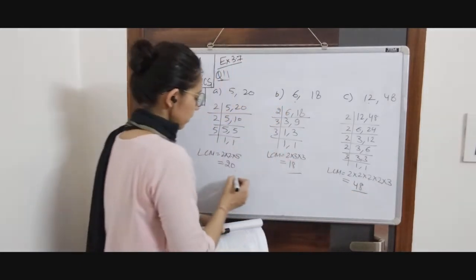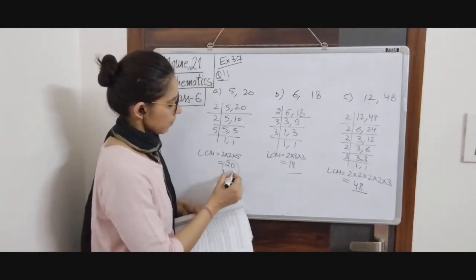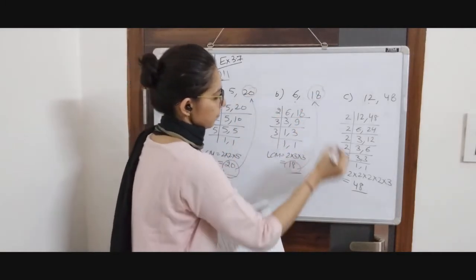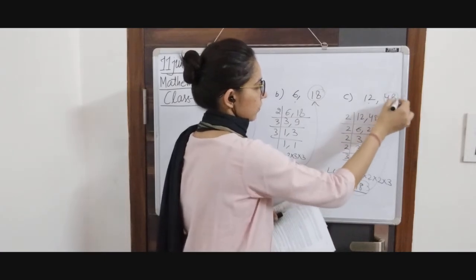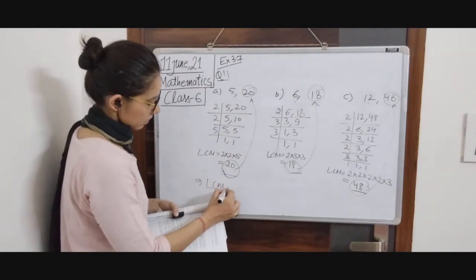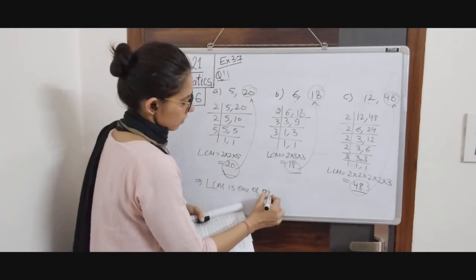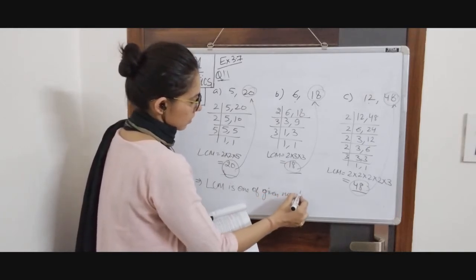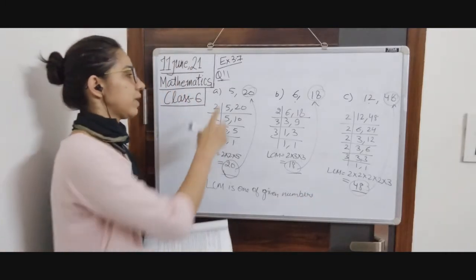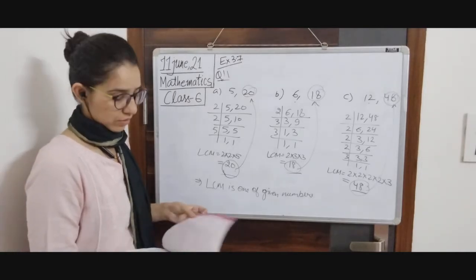Okay? So in each case, you can see that LCM is one of the given numbers. And why is it happening? Because one number is a factor of another. With this, we have completed exercise 3.7.